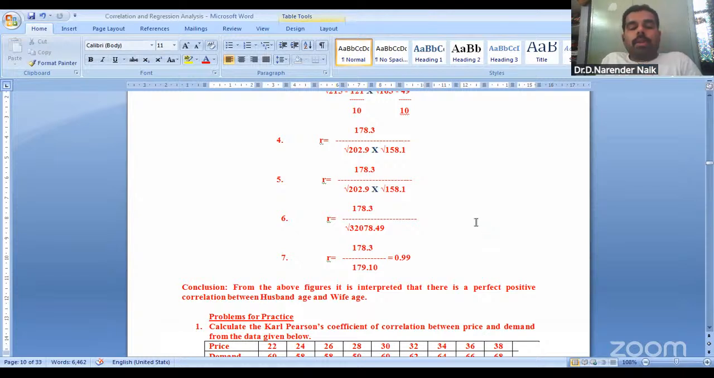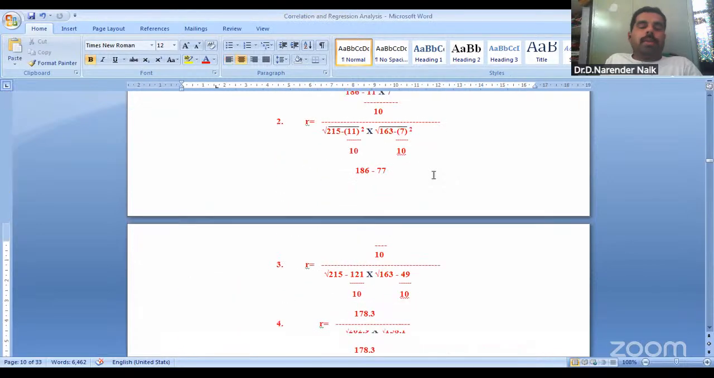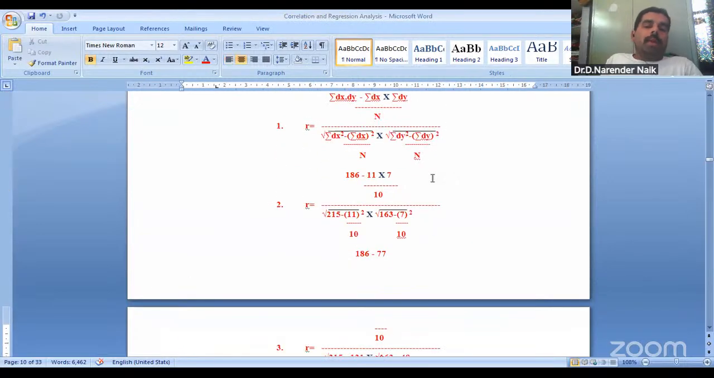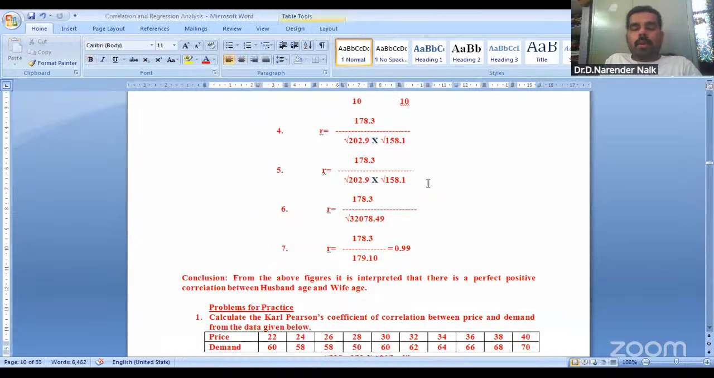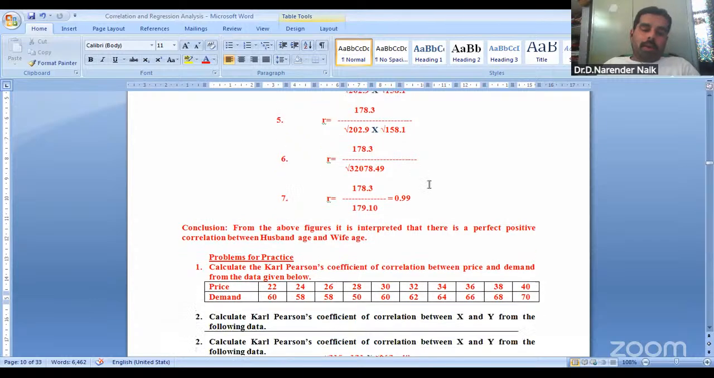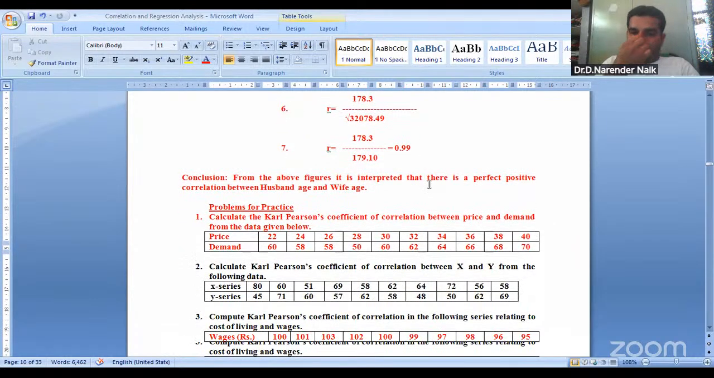So the conclusion from the above figures is interpreted that there is a perfect positive correlation between husband age and wife age. Okay, this is an actual mean as well as assumed mean problem. So we completed the Karl Pearson coefficient of correlation problematic part. Then the next are problems for practice. These are the problems for practice.